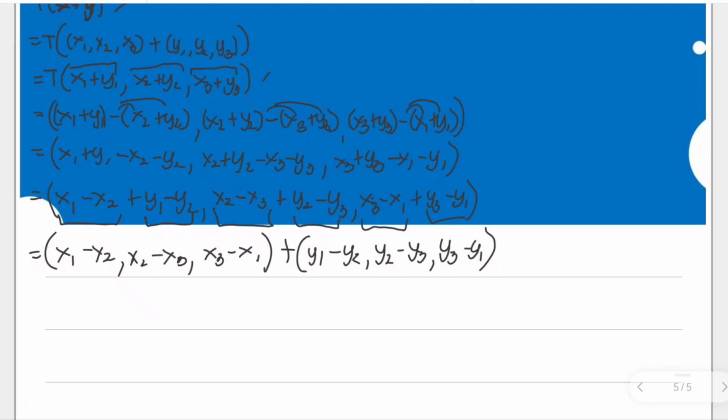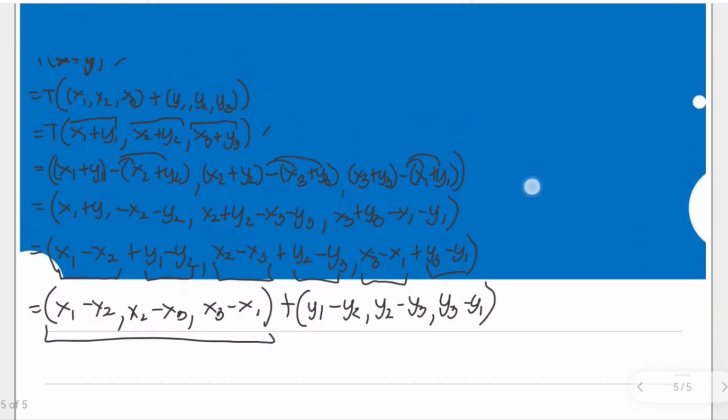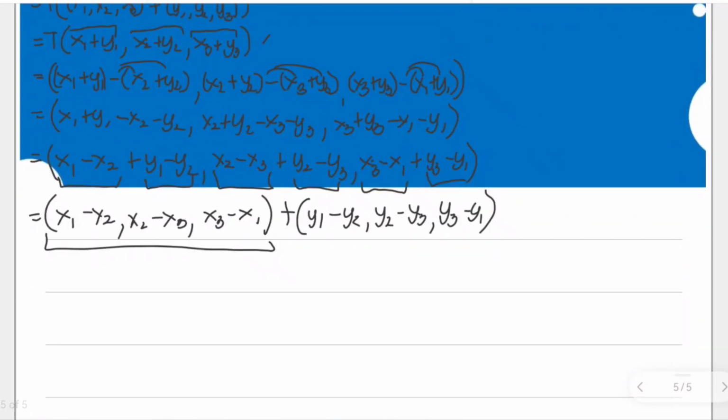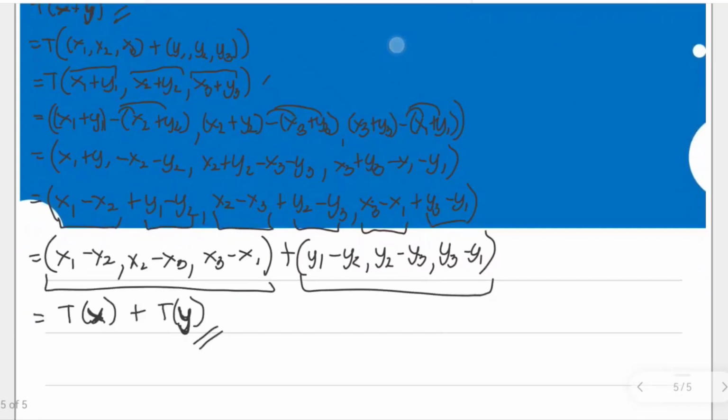Why do we do this? Because when you look at this one here, this is actually similar to our transformation, and since we're using the components of x, we can say that this first group is just the transformation of your vector x. Similarly, the second group is the transformation of your y. This means we have shown that the transformation of the sum is equal to the sum of the transformations. Hence, the first condition has been satisfied.